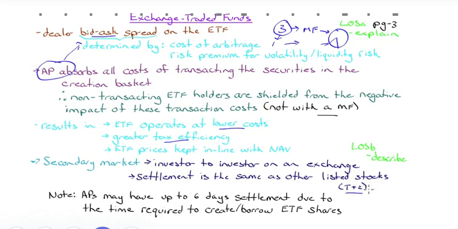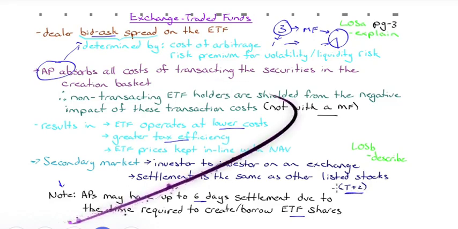It's T+2. One thing to note here, authorized participants may have up to 6 days settlement due to the time required to create or borrow the ETF shares. Because of that creation process, they may have more time to settle their trades, but for just the regular investor in the market buying ETF shares on an exchange, it's just the same as buying any other stock.